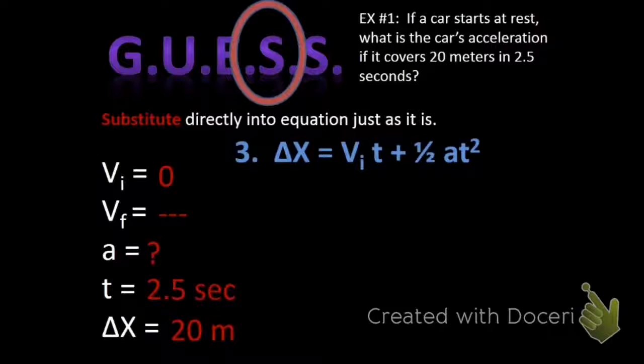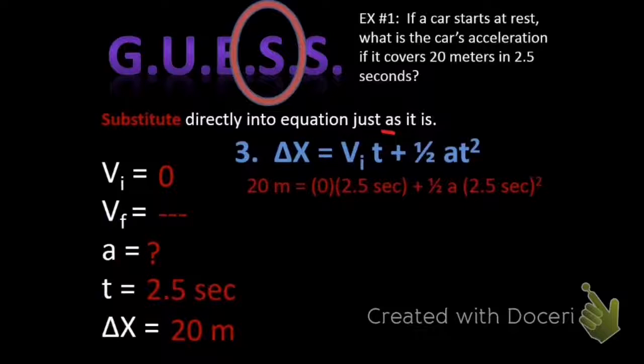Now we are ready to substitute into the equation. We're going to put all the values we know in where the variables are. So my delta x is 20 meters, my initial velocity is 0, my time is 2.5 seconds, my acceleration is unknown, and my time is again 2.5 seconds. Now you might notice something that's going to be nice here: when the initial velocity is 0, that term basically goes away because 0 times anything is 0.